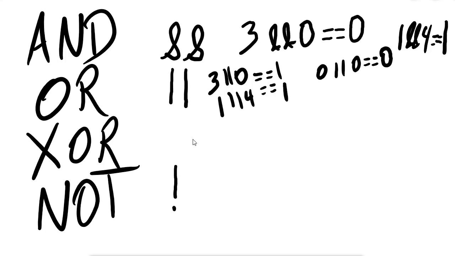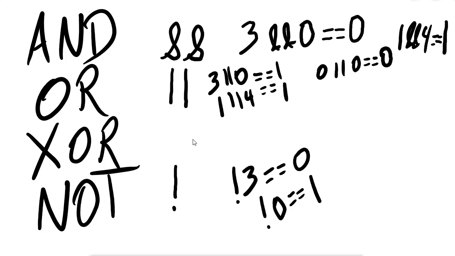All right? Now for not, if we have the number 3, and we say not 3, what we're actually saying is not true. Well, if it's not true, what is it? It's false, which is 0. And if we say not 0, and we look at the result of not 0, that's not false. If it's not false, it's true, which is 1.